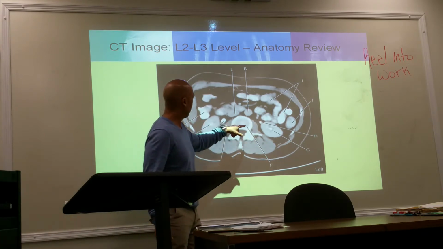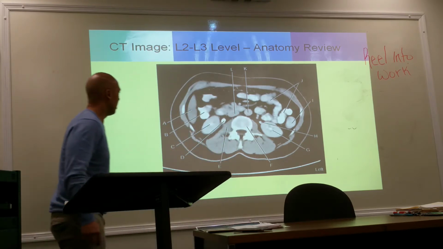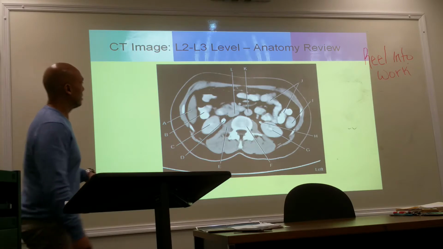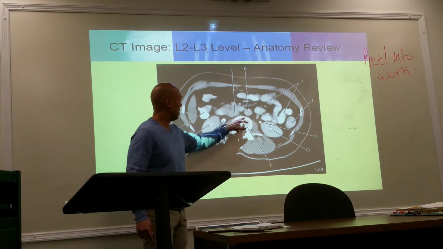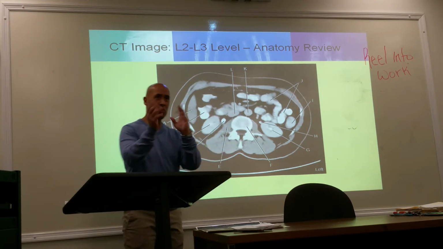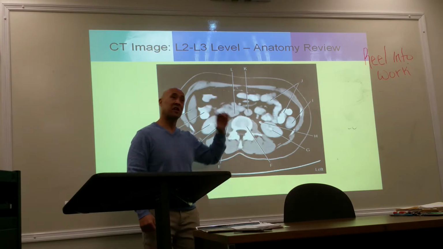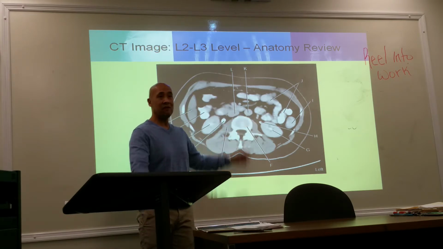What else do we have here? K and L are the vessels, the great vessels. K is your aorta, vena cava is on the left. So again, if you know your anatomy, they're large vessels. Aorta is on the left, just like the heart. Vena cava on the right.